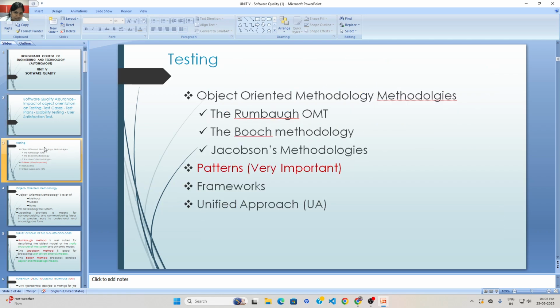First, what do you mean by testing? Testing is used to verify the software, to check whether the software will satisfy the customer requirements or not. In this, we are using object-oriented methodologies. We have three types of methodology that we use: Rambach methodology, Booch methodology, and Jacobson, and we are also going to discuss the topics of patterns, frameworks, and the unified approach.